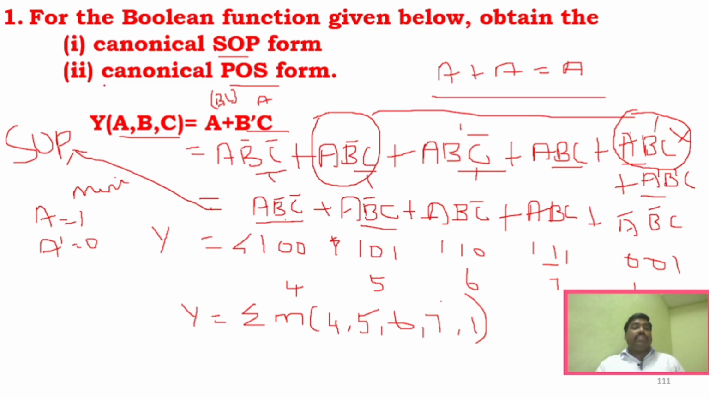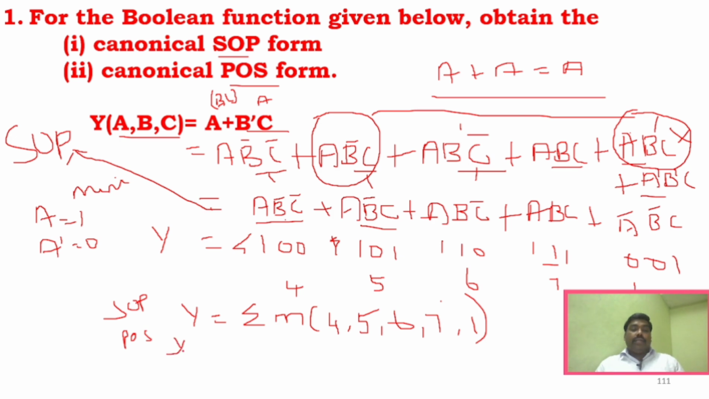And what is the second question? The second question is the POS method. I have already said you don't need to find it separately for the POS method. We know that SOP and POS are complements of each other, right? So how will I write the POS? This is SOP, and for POS, how will I write this expression? Just the opposite of it.